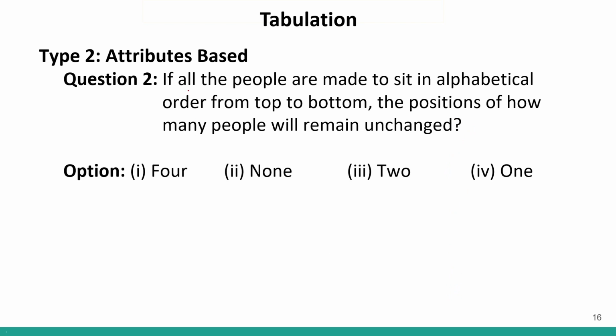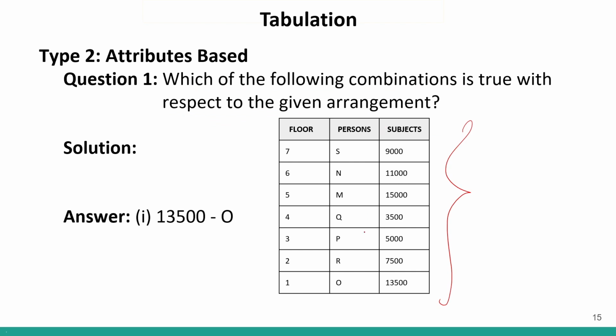Question number 2 says that if all the people are made to sit in alphabetical order from top to bottom, the position of how many people will remain unchanged. So now people are sitting alphabetically from top to bottom. So if I look at the arrangement, it starts from M, N, O, P, Q, R, S. So this will be the arrangement in alphabetical order.